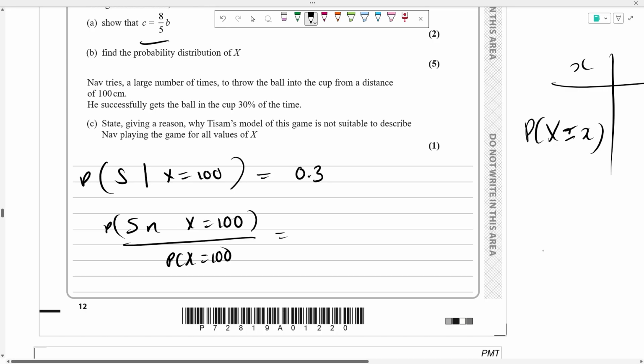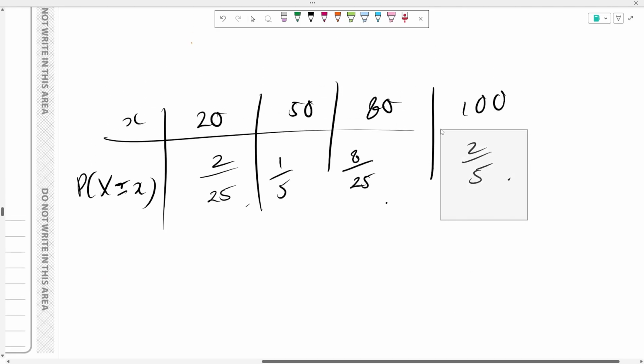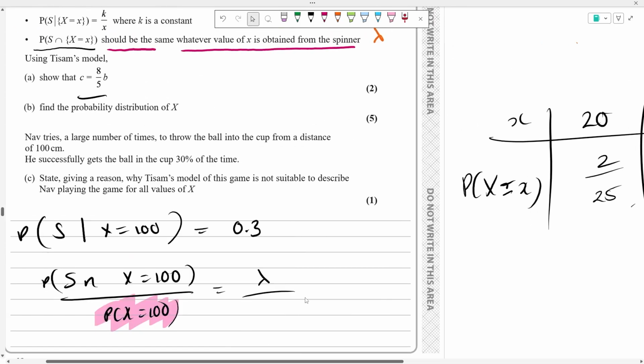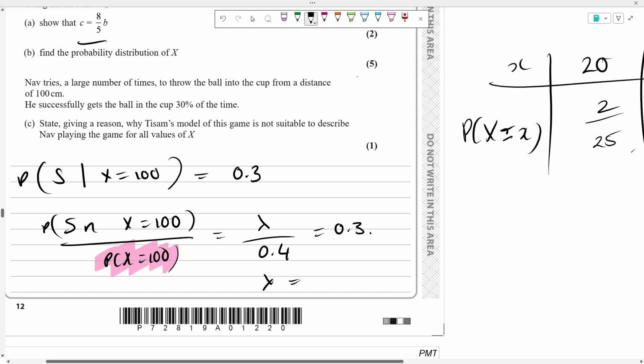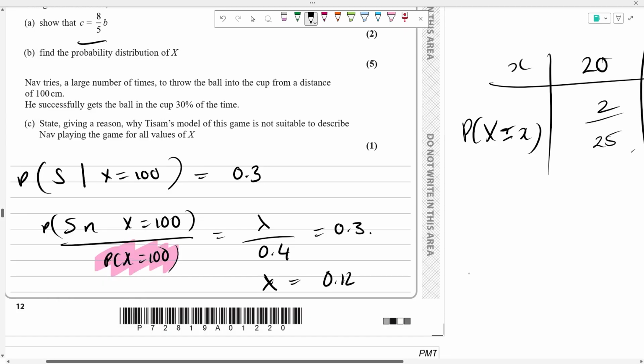Well, obviously at the top we know it is some sort of constant. On the denominator, it's just the probability of x equal to 100, which in our case is going to be 2/5, right? So we have 2/5 on the bottom, so I'm going to call this 0.4, and this is going to equal 0.3. That means that lambda in this case, in our calculator, I believe will give us 0.12. Yeah, it gives us 0.12.